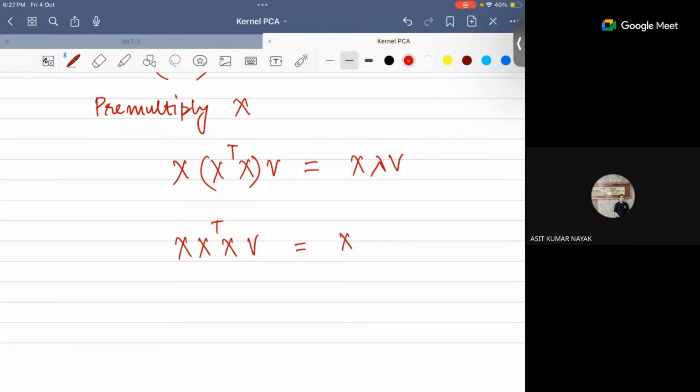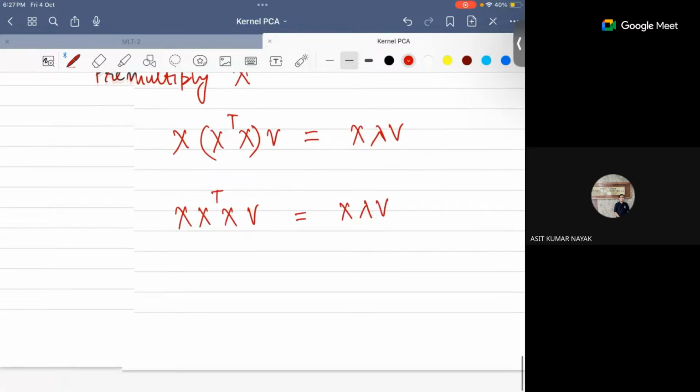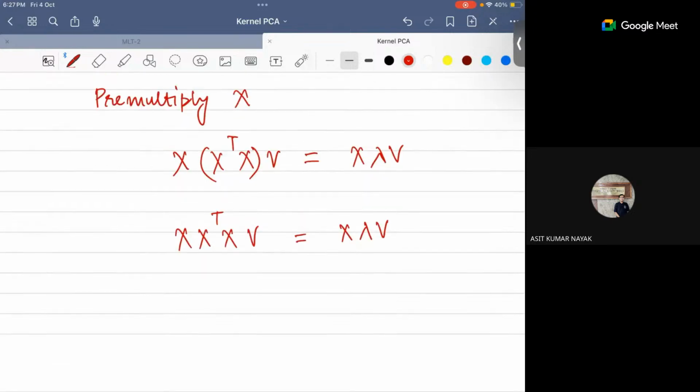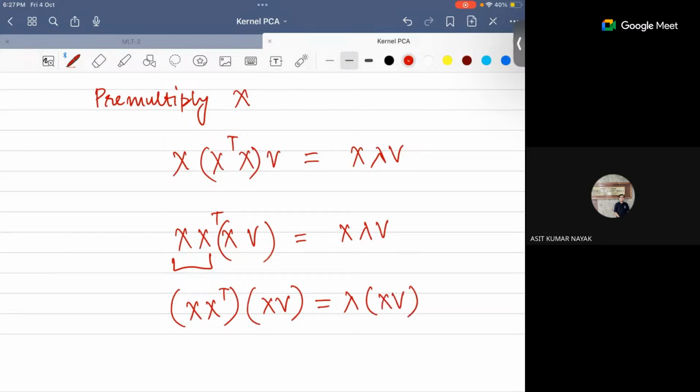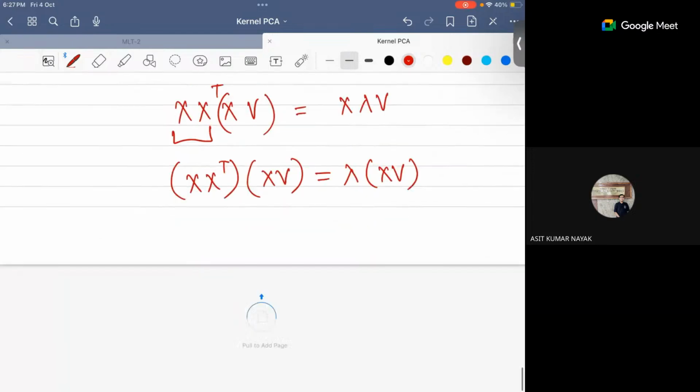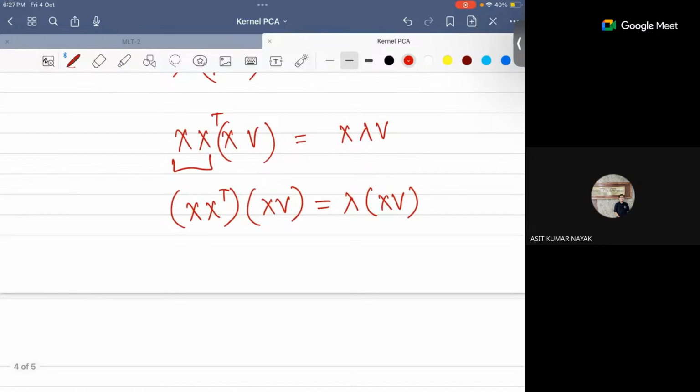Can you get any idea from this equation? We can write it by grouping: X X transpose times Xv equals lambda times Xv. Lambda we can take outside and write anywhere. So the equation becomes X X transpose of Xv equals lambda times Xv. Now we are getting something.